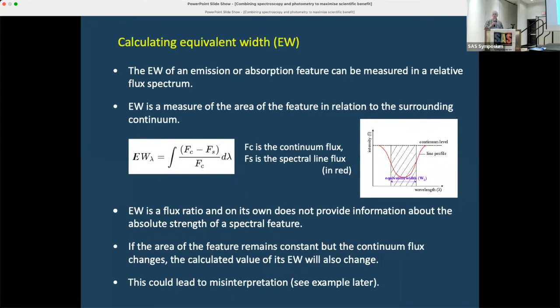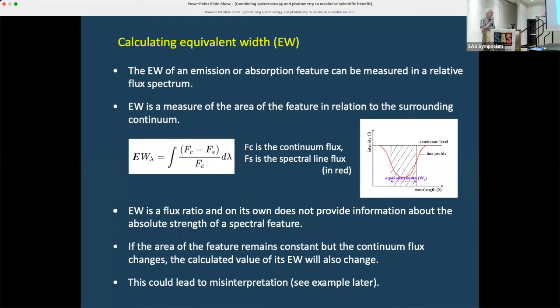Particularly the equivalent width, which is very often used in papers that use these spectra. It's measured using a formula that's traditionally used for calculating the equivalent width, and the little picture at the right-hand side shows you what we mean by that. If the red curve is, say, an absorption feature in a spectrum, the hashed area is the equivalent width, which has the same area as that spectral feature.